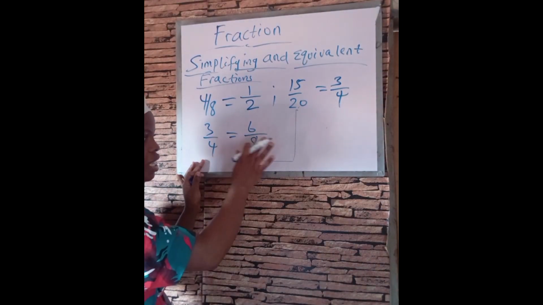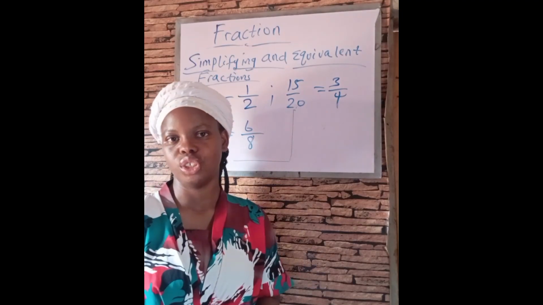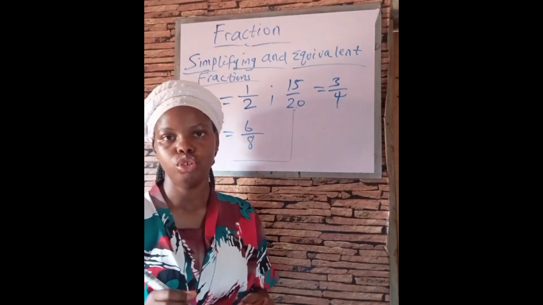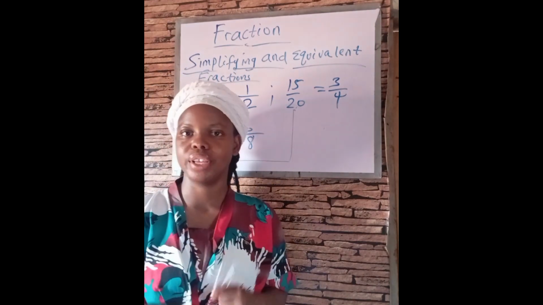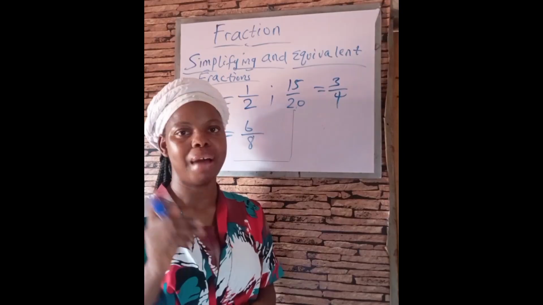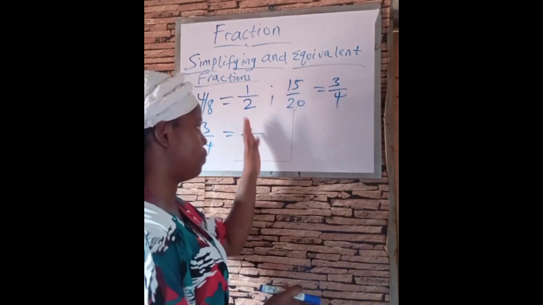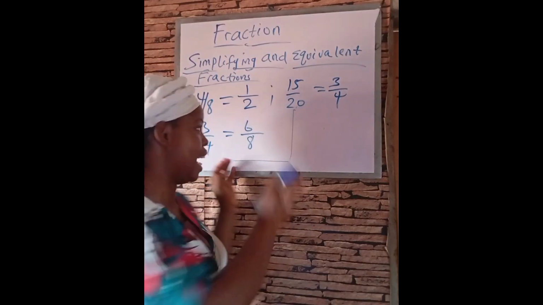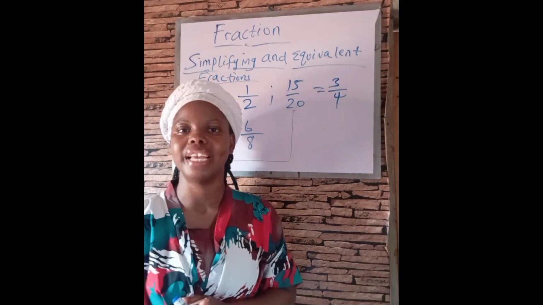These fractions are equivalent to each other. So when you want to simplify a fraction, what do you do? You just have to divide the numerator and the denominator, the number at the top and the number at the bottom, by a number. So you have already simplified the fraction, and they are equivalent to each other. So that's how we simplify a fraction.